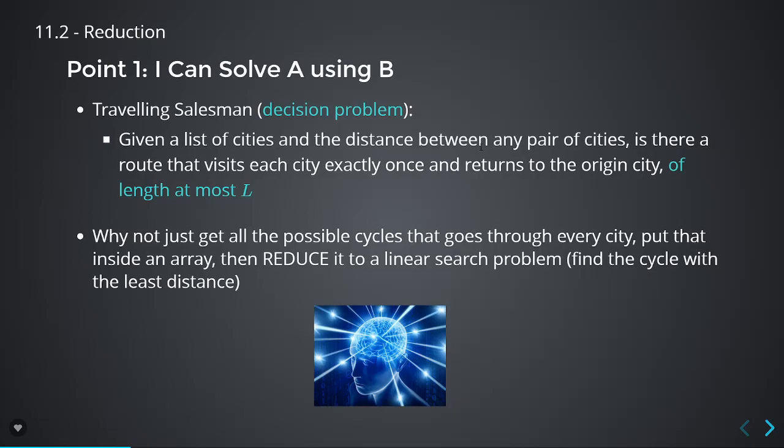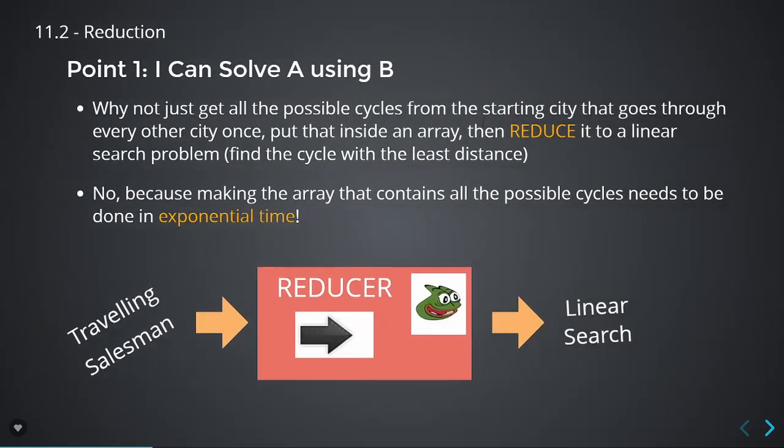So why not just get all the possible cycles, put them inside an array, and all I need to do is go to the array and find the one with the least distance. That's a linear search problem. Galaxy brain time. Well, no. Because making that array with all the possible cycles, you're going to need exponential time to do that anyway. You're solving the problem in exponential time if you do that, right? This is not something that you do.